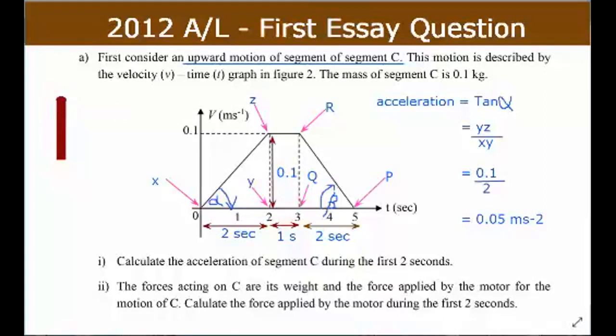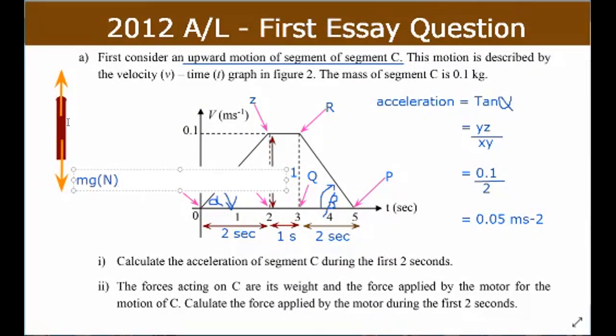Weight and the force applied by the motor. Very good. Weight means gravitational attraction force, which is always acting vertically downward. But here it is said that segment C is moving up. For the segment C to move up, the force provided by the motor should be acting upward. So this is the gravitational attraction force, mg Newton. The segment C is moving up.